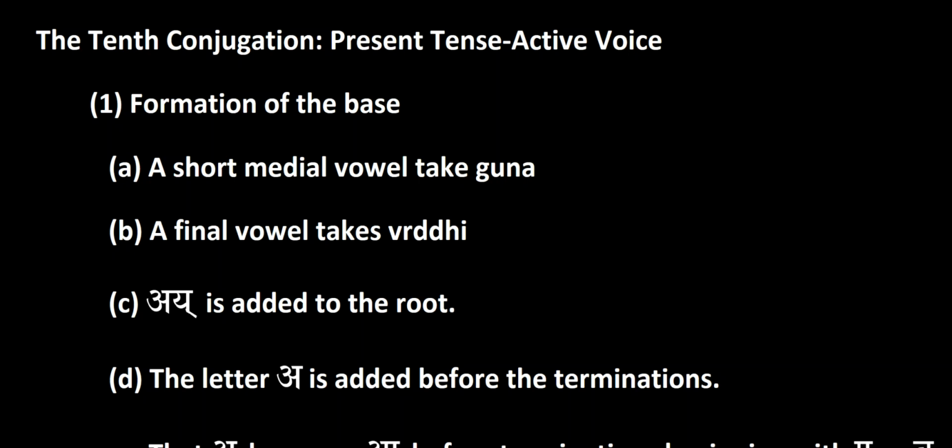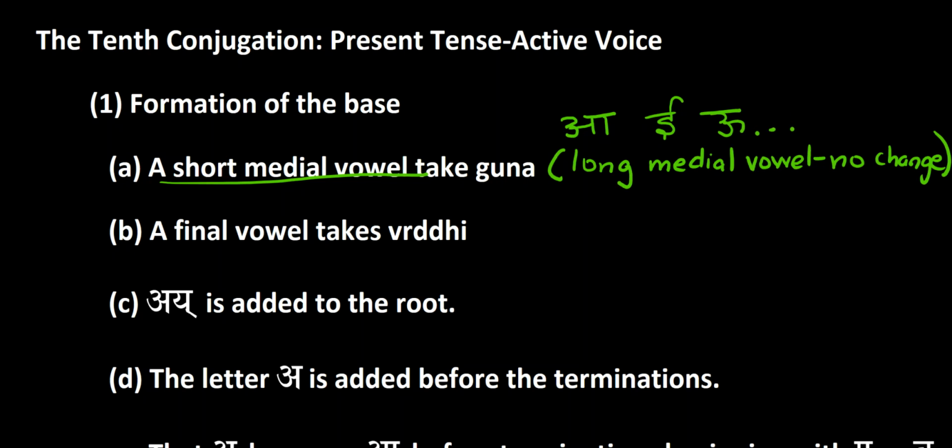The first step is that a short medial vowel takes guna when you have a verbal base with a short medial vowel. So what does the short medial vowel even mean in the first place? That is a, i, u, ri, and lri. Long medial vowels are your aa, ee, long oo, etc. Nothing happens to a long medial vowel. Only to the short medial vowel you apply guna. So there is no change.